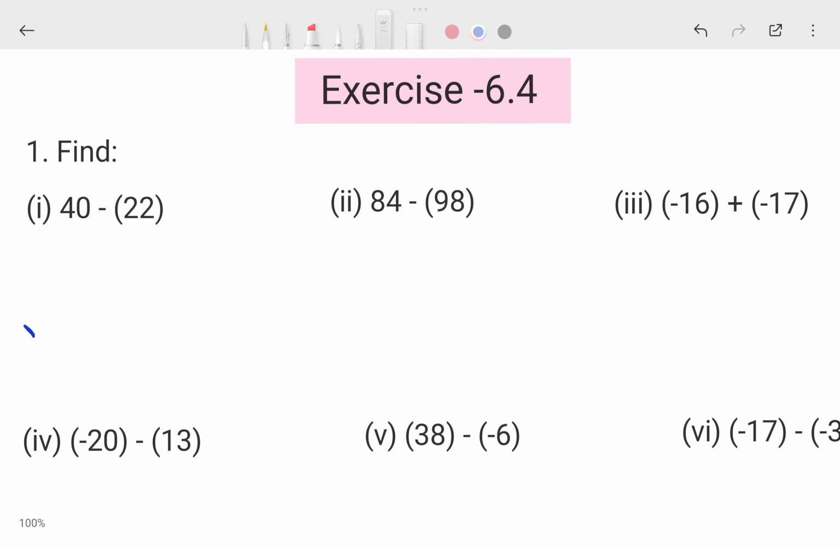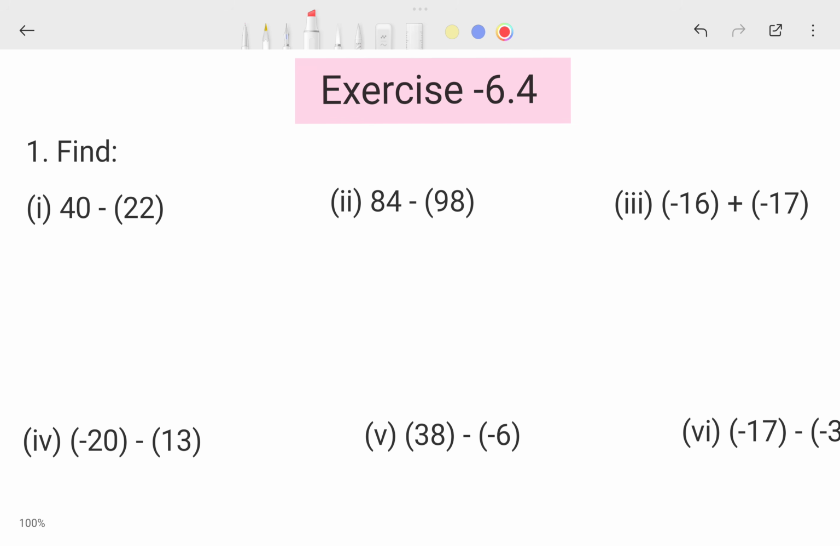If you have any kind of doubt related to this exercise, don't worry, by the end of this video you will not have a single doubt in this exercise. In the previous video, exercise 6.3, I explained each and every question in great detail. I'm going to explain the questions in the same way here. So let's start with the first question.